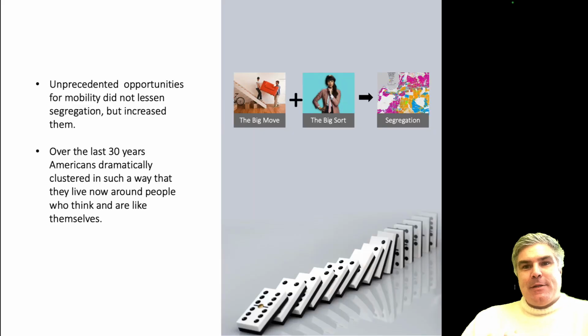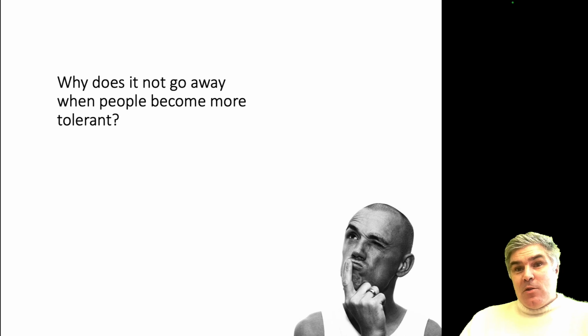And these unprecedented opportunities for mobility, where people can move from one area to the other, combined with sorting themselves into communities of like-minded people, that's the argument by Bill Bishop, has led to more segregation. Over the last 30 years, Americans dramatically clustered in such a way that they now live around people who think and are like themselves. Let's also talk about why segregation does not go away.